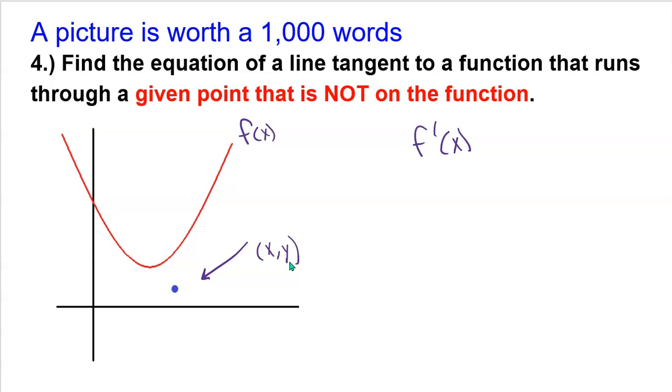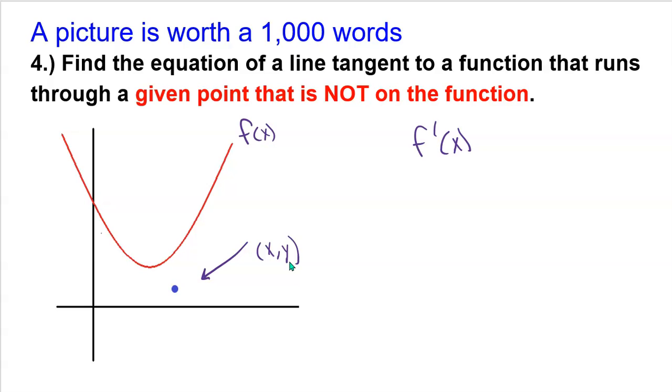But this is where you've got to really understand what it is you're asked to find. We want to find a line that is tangent to the function. Okay, check, I got that. But it also runs through this given point. So I need to find a line that connects through this blue point. Millions of lines connect through that blue point. I want to find the line that specifically connects to that blue point and is tangent to my graph.